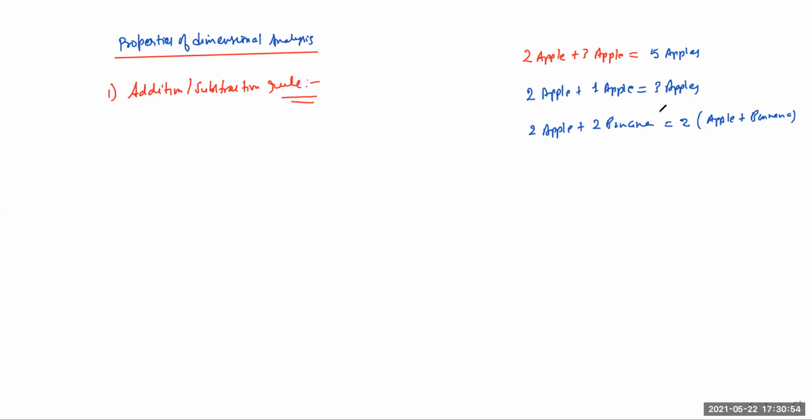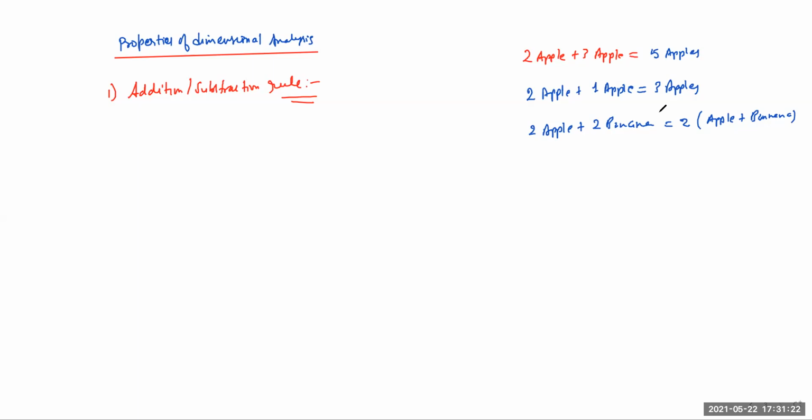So we can only add or subtract quantities which are dimensionally the same, and that is the first stage of verification of a given physical formula. If a formula is dimensionally incorrect, then it must be incorrect. The other way is not true, because a formula which is dimensionally correct may be physically incorrect. What is the meaning of what I'm saying?